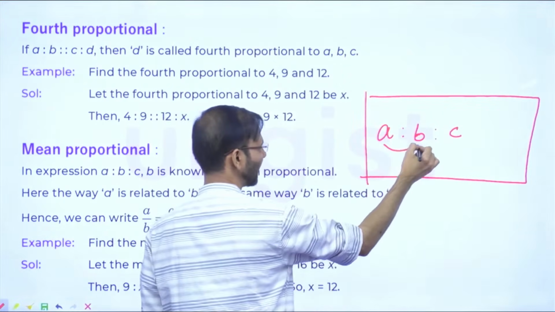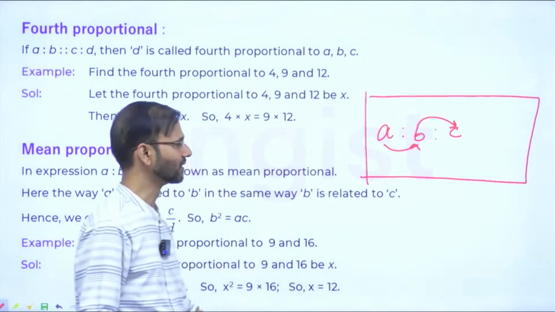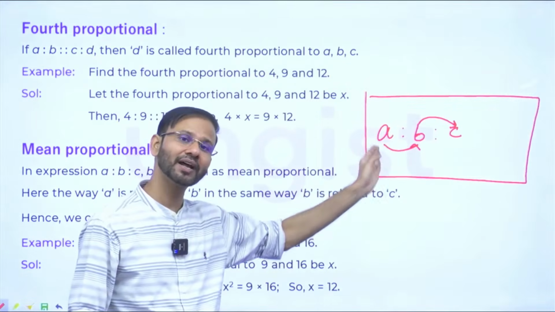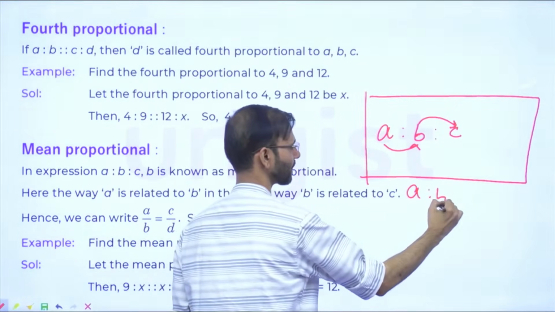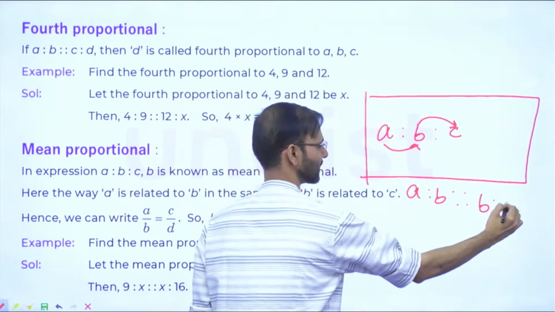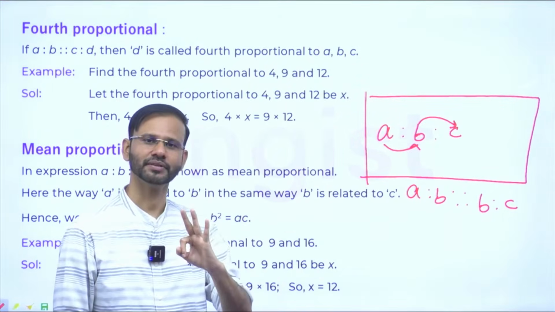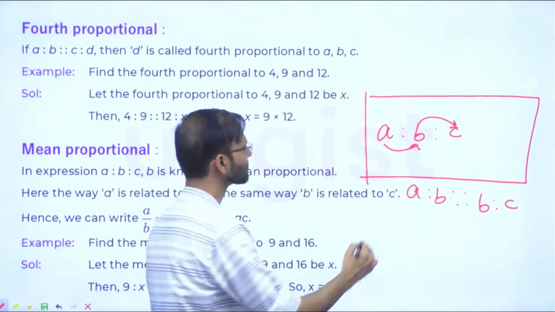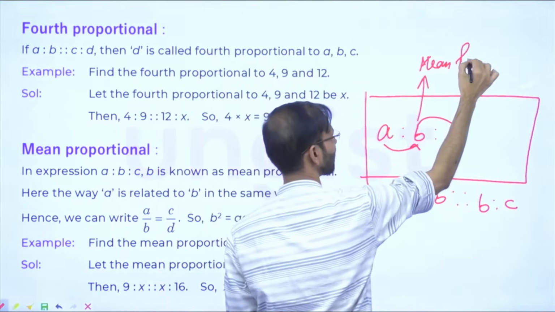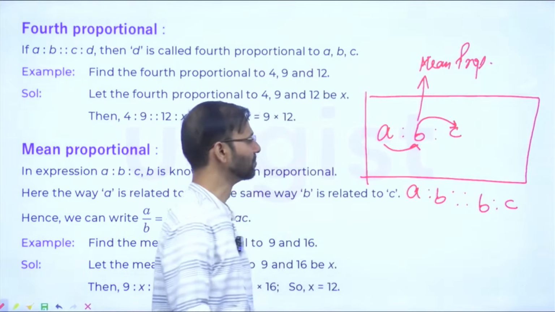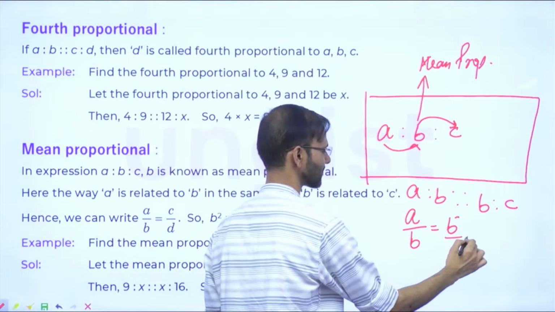The way A is related to B, in a similar manner B will be related to C. I repeat, the way A is related to B, similarly B will be related to C. Which means A is to B is proportionate to B is to C. Yes or no? And since this time we have only 3 terms, this middle term will be known as mean proportion. So here, A by B is equal to B by C.